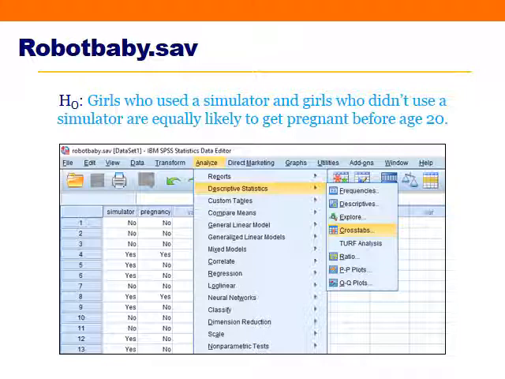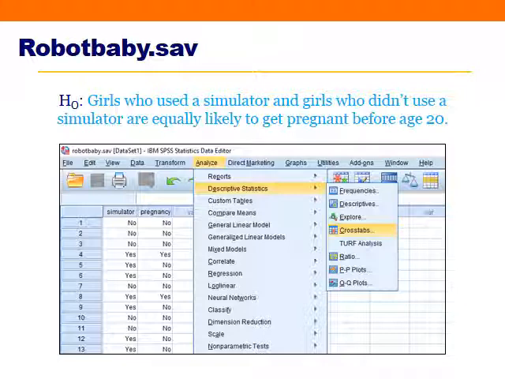In other words, the percentage of girls in the simulator group who became pregnant was no different from the percentage of girls in the non-simulator group who became pregnant. But if these robot babies work as intended, what we should see is that girls who did take care of a simulator were significantly less likely to get pregnant before age 20.